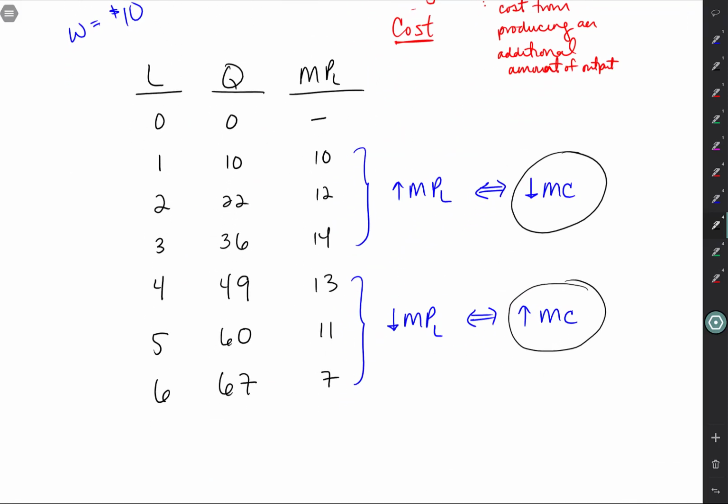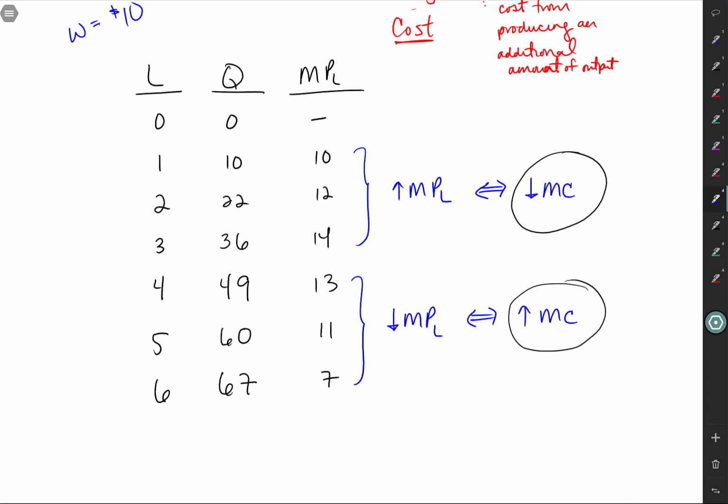Just because this hour, the third hour, was the most productive hour, that does not mean that you should only employ 3 workers. Okay? And here's why. Let me give you an example. Remember, each worker hour costs us $10. Let's pretend that these are little Barbie shoes. Totally making it up. Okay?